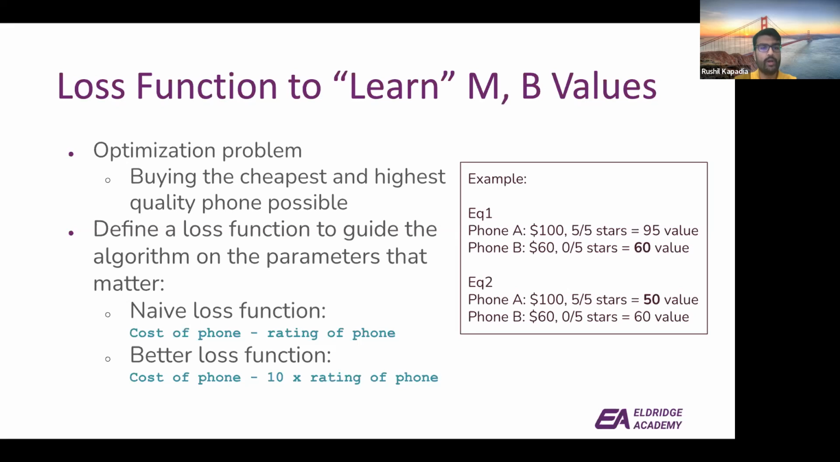So instead, we go ahead and consider a better loss function. And to do that, we now need to think, well, the star value matters a lot more to us than perhaps the monetary amount, right? We're willing to pay $40 more to get 5 more stars. So now what we can do is the cost of the phone minus 10 times the rating of the phone. Now, if we redo the math that we did before, 100 minus 10 times 5 gives us 50. 60 minus 10 times 0 still just gives us 60. So now phone A gives us a better value since it's lower. Remember, lower is better. So now we've created a loss function.